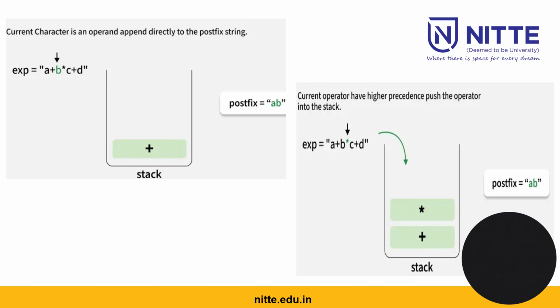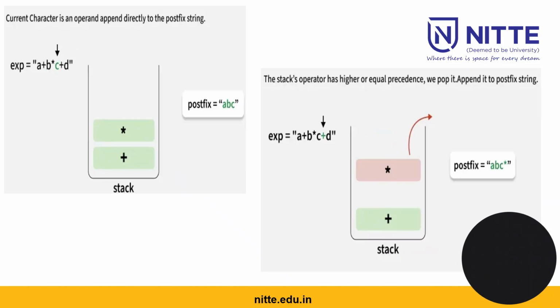We will encounter star here. Okay. Since it is an operator, we have to push that into the stack. So now the stack contains plus and star, and the postfix expression contains A, B. Now we will encounter what here?